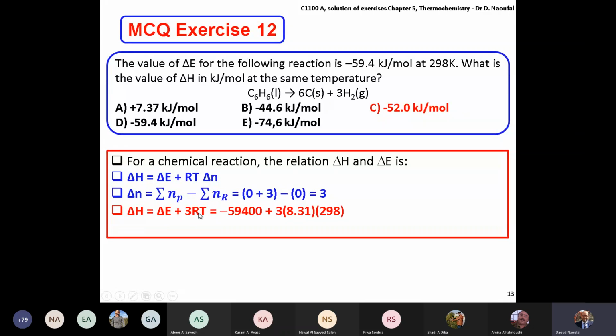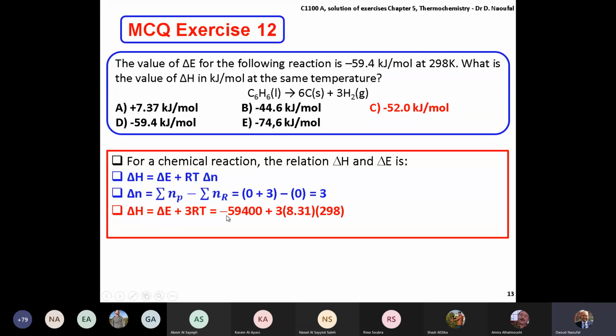Pay attention also to the conversion of the units. R is given in joules and delta E is in kilojoule. So if we want to use delta E in kilojoule, you have to transform R to kilojoule. Or you conserve R in joules and you transform delta E to joules.